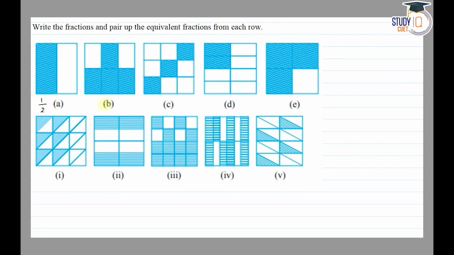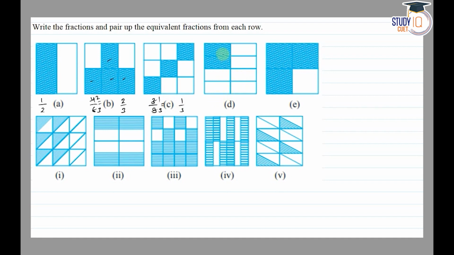Here total 6 parts are given and 1, 2, 3, 4, 4 parts are shaded. So by simplifying this, 2 2s are 4 and 2 3s are 6, so 2 by 3. And C: 1, 2, 3, 3 3s are 9, means total 9 parts are given and 3 parts are shaded. So by simplifying this, 3 1s are 3, 3 3s are 9. So the fraction is 1 by 3.